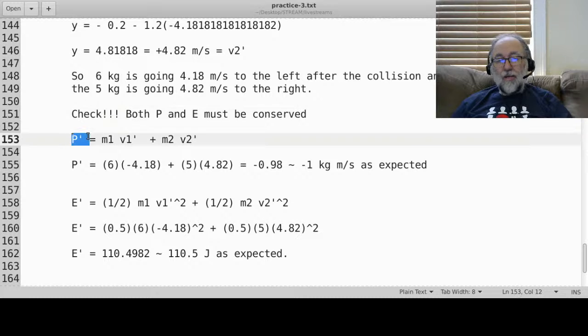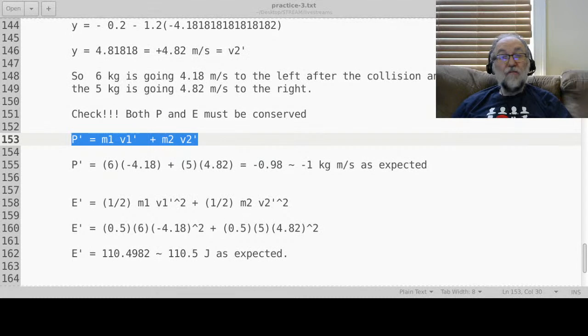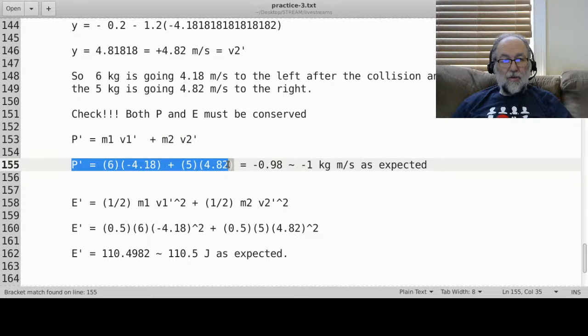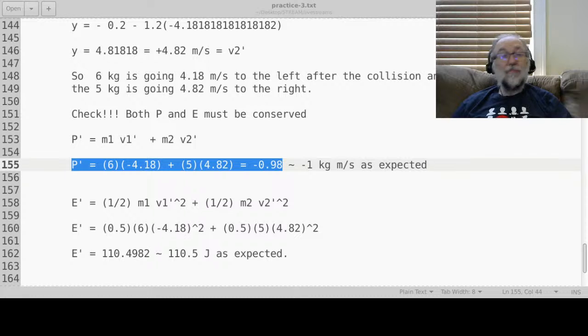All right, so if we take a look at the momentum after, that's going to equal m1 v1 prime plus m2 v2 prime. And if we substitute in the numbers that we found, we get that our momentum is negative 0.98. That's a round off error. I didn't put all the digits there, but if I'd used all the digits, it turns out to be very close to -1. Is that what you expected? Yeah, because the momentum before the collision was -1 kilogram meters per second, and after the collision it's going to be the same. So momentum is conserved.